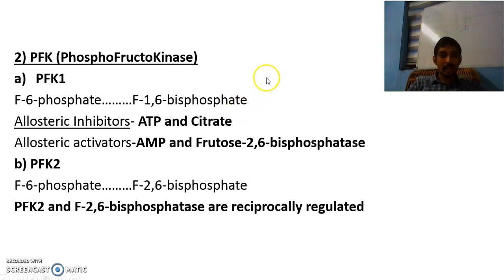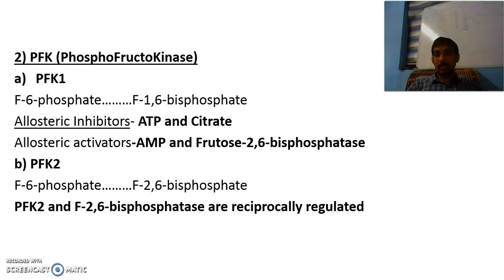Before going to that detail, first we need to know that phosphofructokinase is present in two different forms. One is called PFK1 and the second one is called PFK2. PFK1 is directly involved in the third step of glycolysis, that is, phosphofructokinase converts fructose 6-phosphate into fructose 1,6-bisphosphate. During that process, we utilize one ATP also. And that step gets regulated by two materials, ATP and citrate.